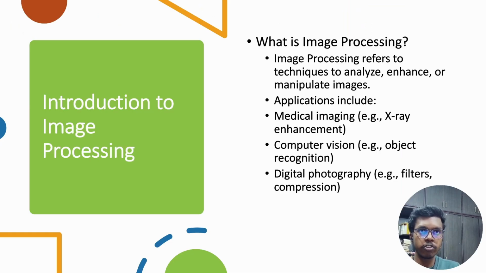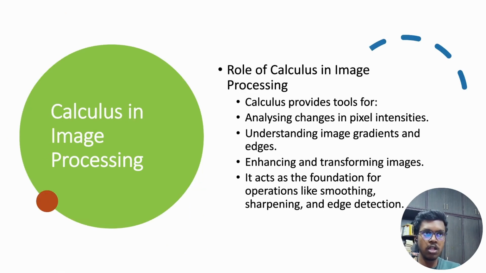Image processing refers to techniques to analyze, enhance or manipulate images. It is also used in color grading, computer vision, 3D, and medical imaging. Oh yeah, and in medical imaging, we use it in X-rays, MRIs, as well as CAT scans or PET scans. Fun fact, for PET scans and CT scans, we use gamma rays. Moving forward, what do you think is the role of calculus in something like image processing?